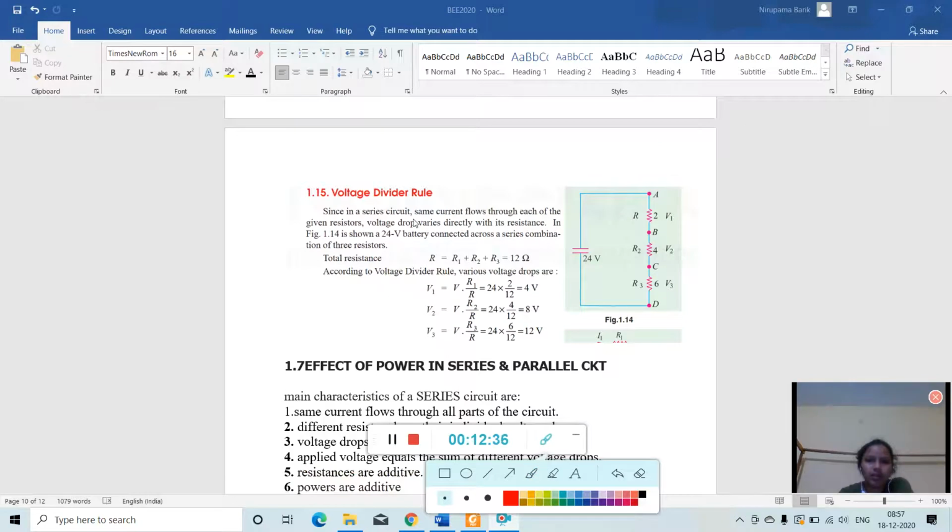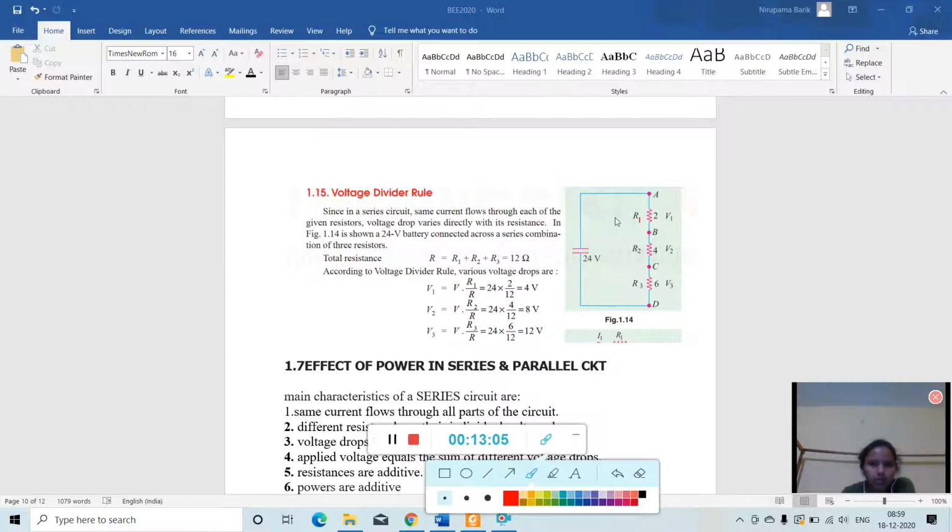The next one is the voltage divider rule. In the voltage divider rule, since in a series circuit the same current flows through each of the given resistors. This is your series circuit. Here R1, R2, R3 are three resistances connected in series, and a voltage of 24 volt is applied across it.